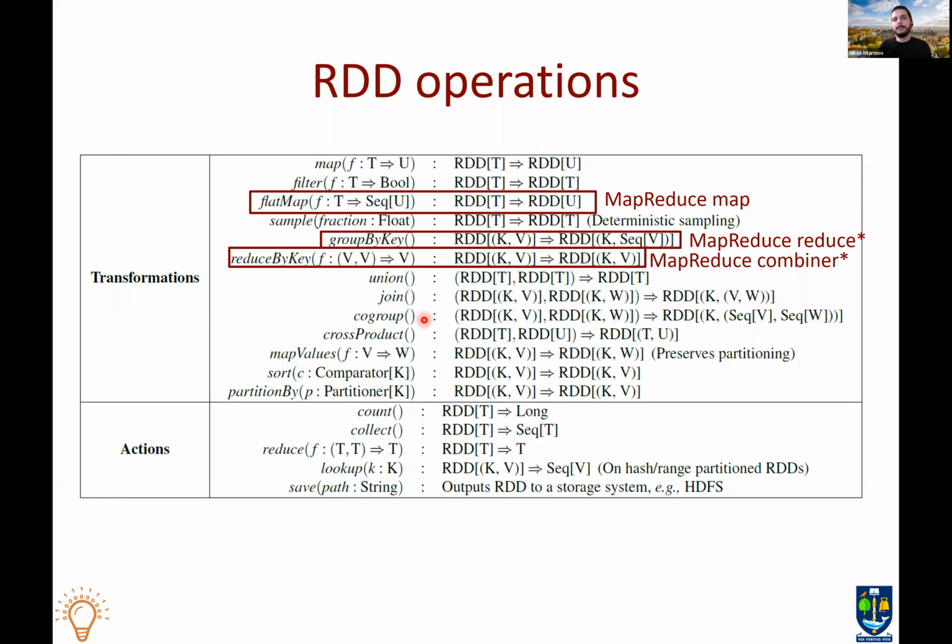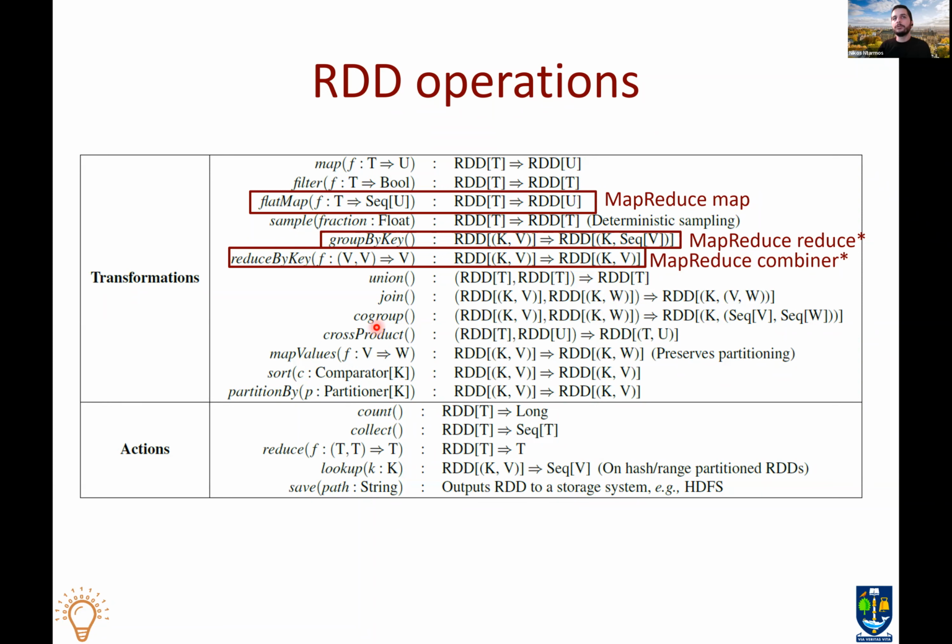Okay. A join does pretty much what it says. So it expects two RDDs. These RDDs are sequences of keys and values. And what it will do is it will produce all possible combinations of keys and values from these two RDDs where the key is the same. So it's computing an inner join pretty much.